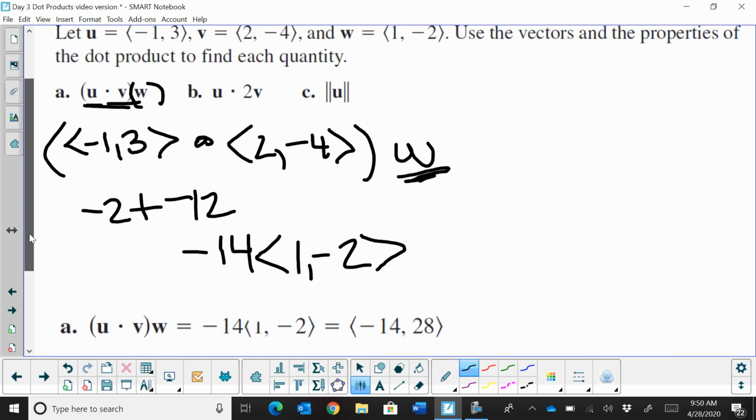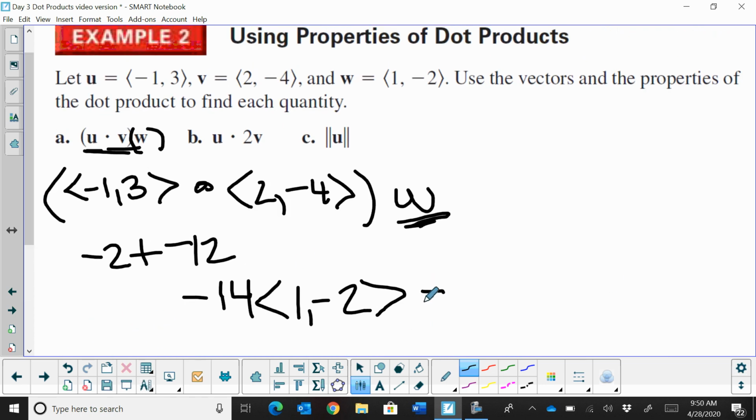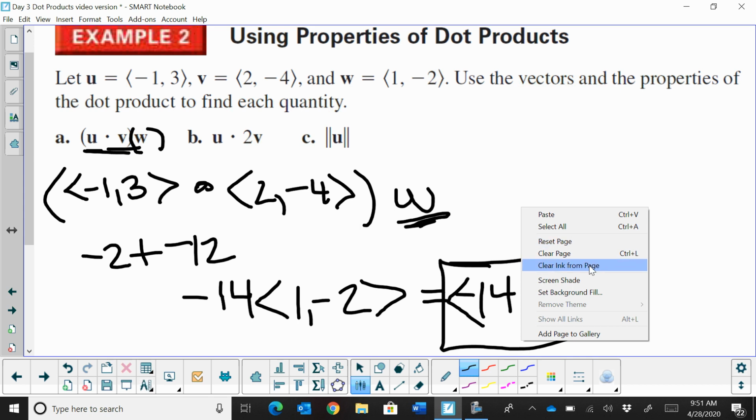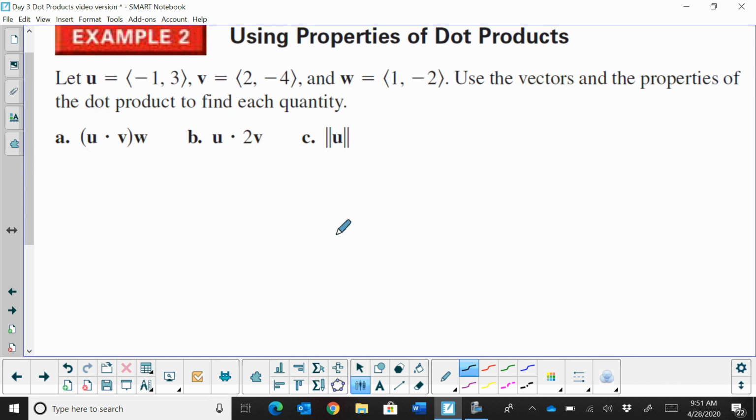Whoops, I don't want to show my solution yet. Okay, my solution is -14, +28. And there is the dot product of u times v, all times w. That would be -14 and 28. So there's our first operation. You're going to have several of these to work on.